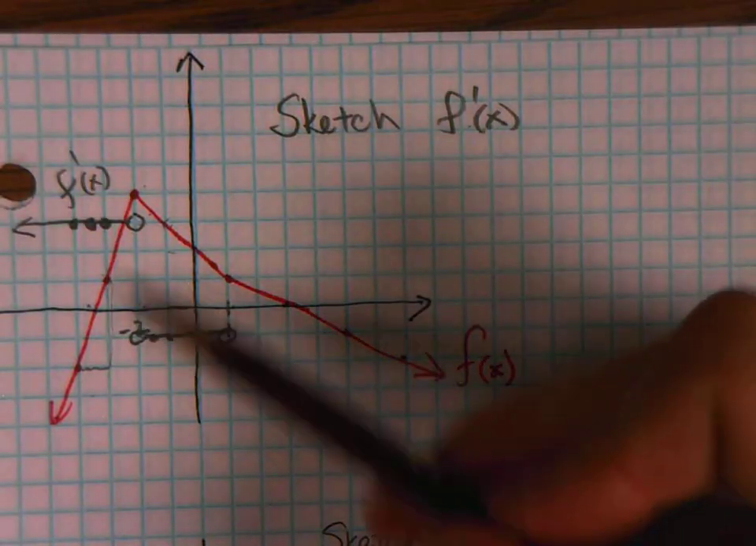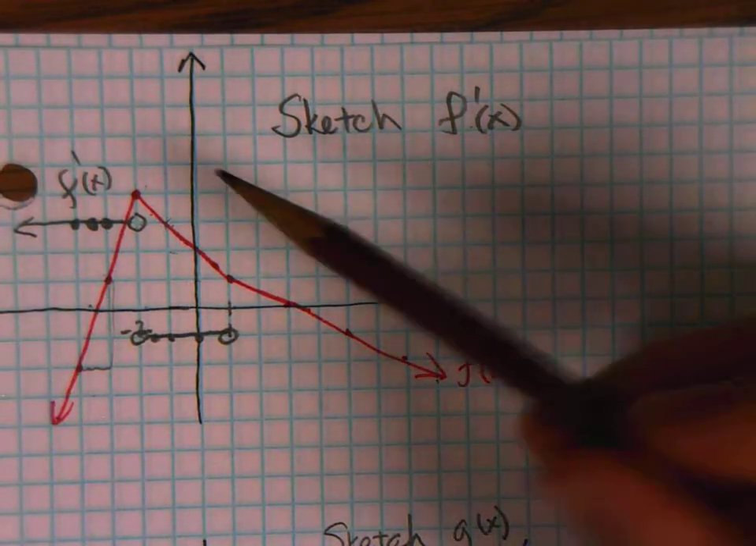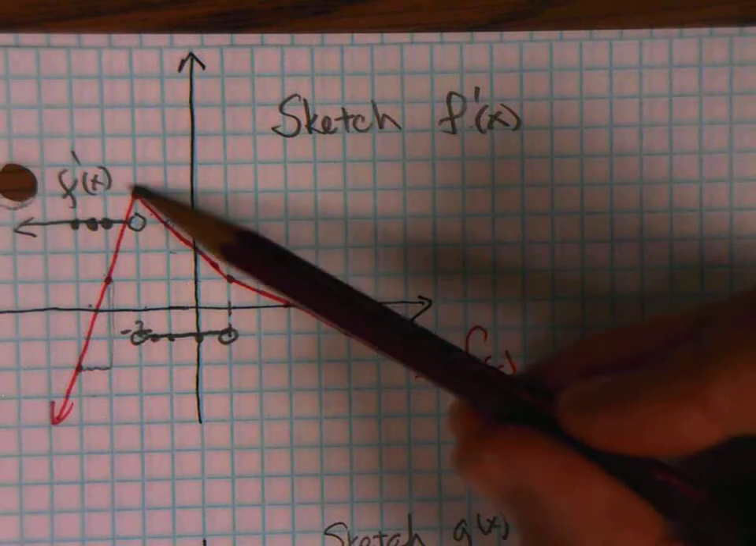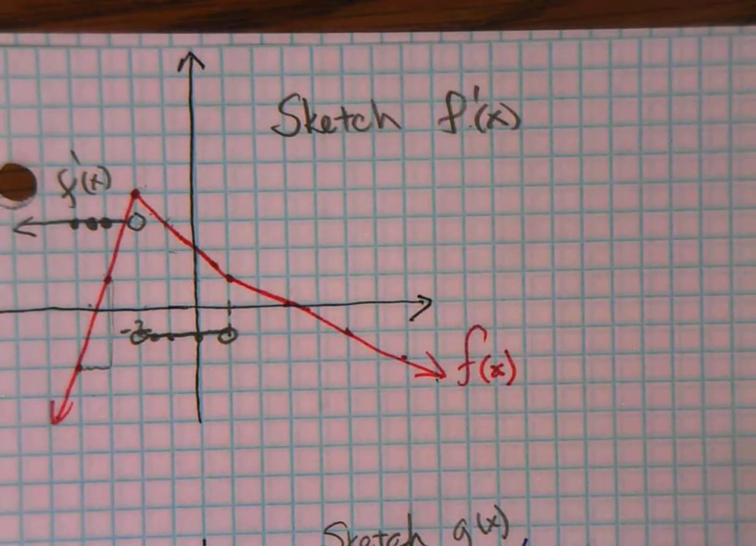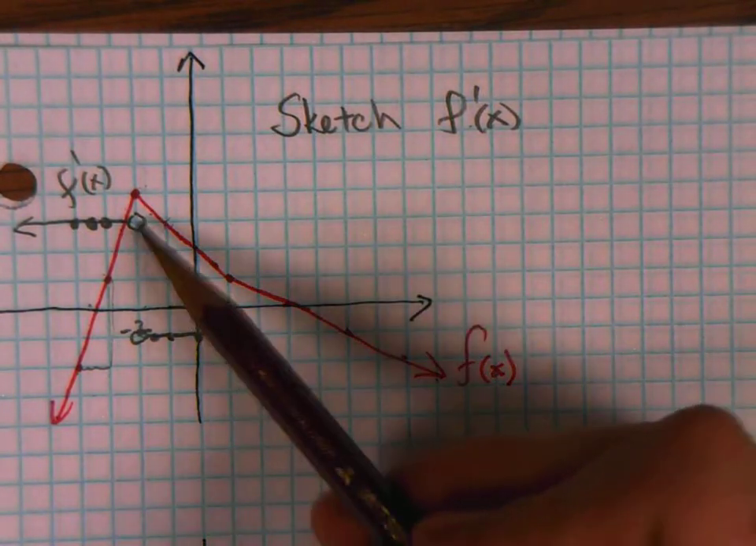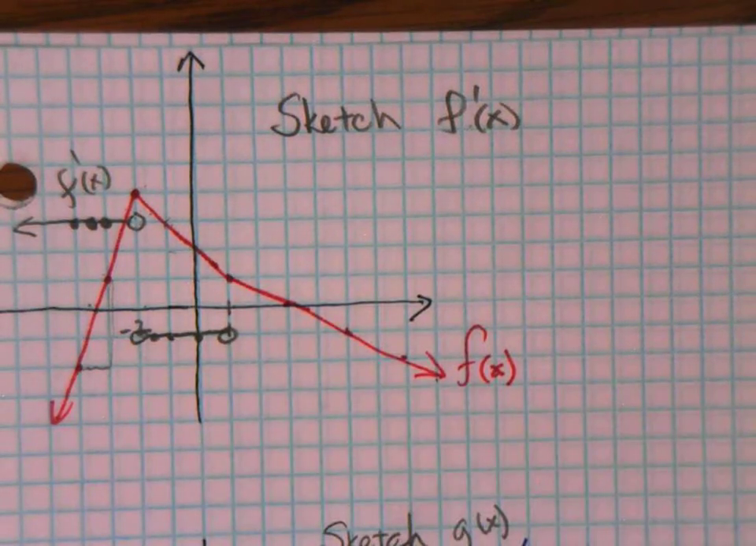What's going on here at -2? Well, nothing. F doesn't have a derivative, doesn't have a slope here at -2, so neither of these endpoints are going to be filled in.